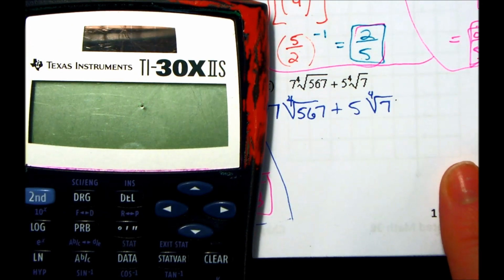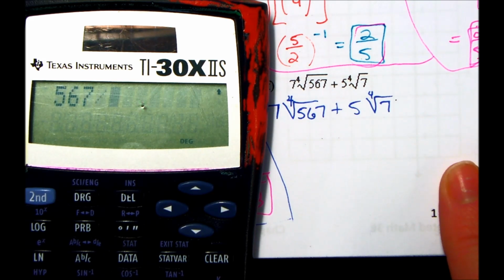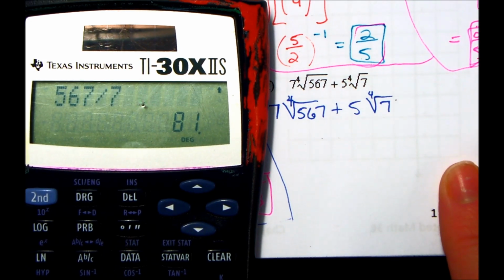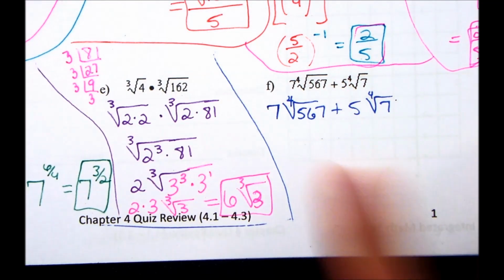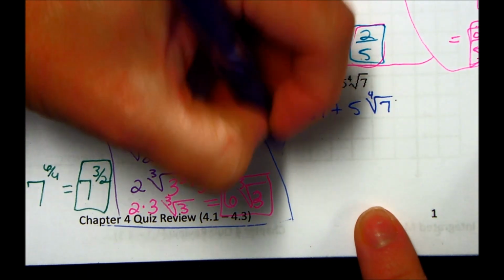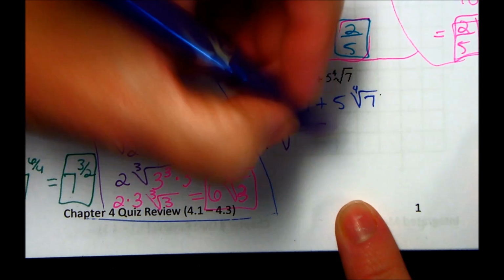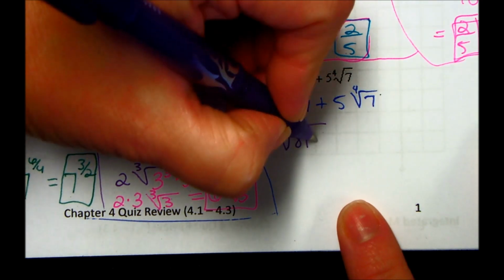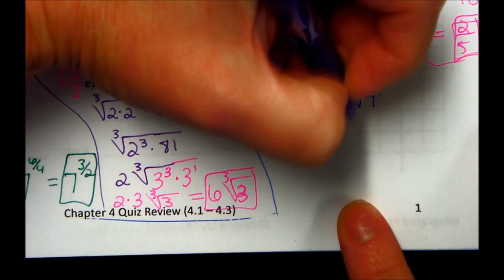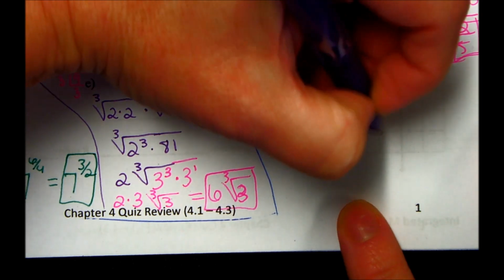So let's try taking 567 divided by 7 and see what we get. We get 81. And earlier, in the last problem, we said that 81 was 3 to the 4th power, so 81 is a perfect 4th power. So what we're going to do here is take that 4th root of 567 and factor it into 81 times 7. And then I can bring the second term down.